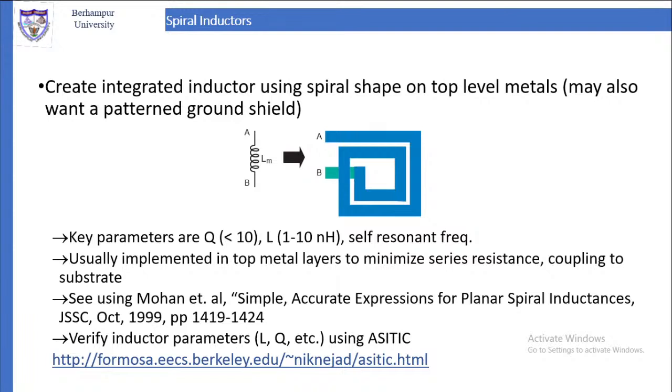Usually it is implemented in top metal layers. Because of that, it will minimize the series resistance. Once you put it in the top metal layer, it is connected in parallel to the other resistances below it. If you connect two resistors in parallel, the net resistance value goes down. Therefore, it reduces the series resistance effect. So these are put in top layers to minimize series resistance.